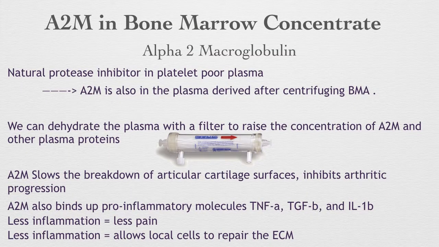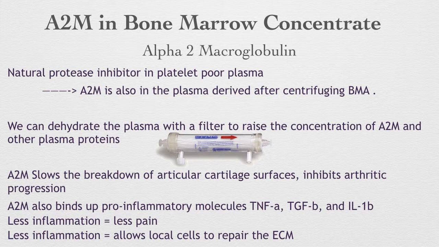Another plasma protein that may be clinically important in bone marrow concentrate is alpha-2 macroglobulin. This is a natural protease inhibitor that's present in the platelet-poor plasma. We can only access it clinically if we centrifuge the bone marrow aspirate. Otherwise, we don't have a way to access the plasma portion. We can dehydrate the plasma with a filter, thereby raising the concentration of alpha-2 macroglobulin and other plasma proteins.